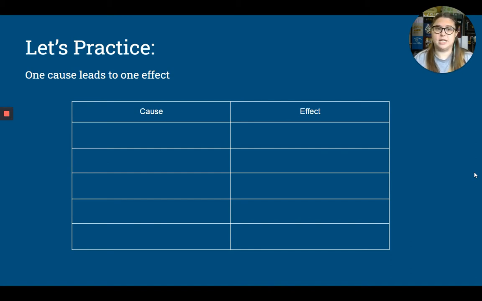Go ahead and take a second, pause your video and draw out your chart so it looks a little bit like mine, because we're going to be adding some sentences in here to show the difference between cause and effect.